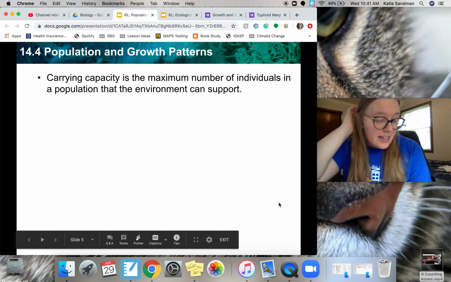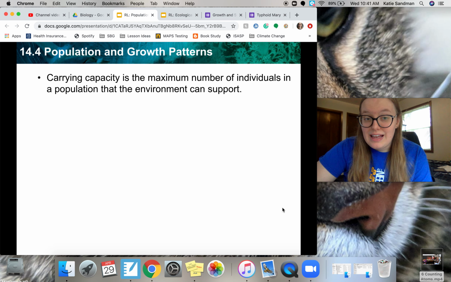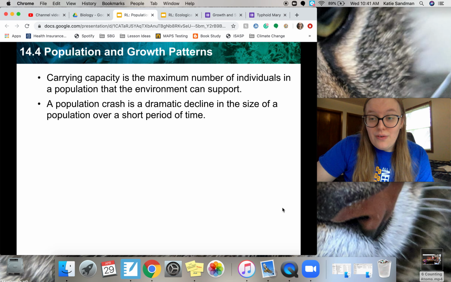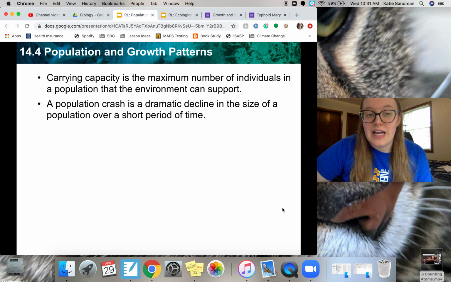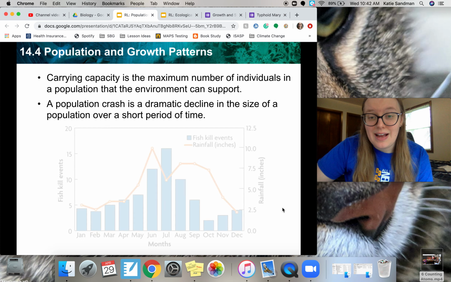Like I just said, carrying capacity is the maximum number of individuals that an environment can support. When we have exponential growth, or something is over its carrying capacity, a population crash can happen, and that's a very quick and dramatic decline of the population over a very short period of time.